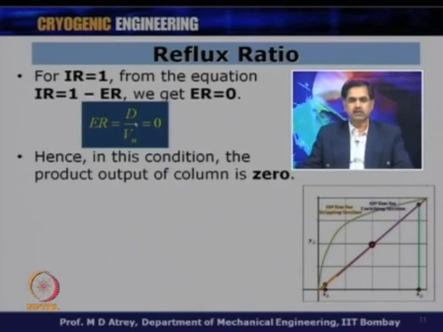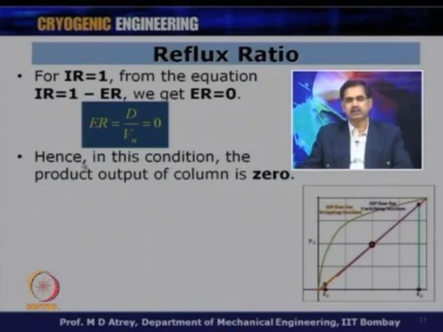When I make D equal to 0, my IR is going to be 1 in this case, which will approach again this condition. So, reverse is also true. If I do D equal to 0, I will get L by V equal to 1, which means I have gone to a condition of total reflux.